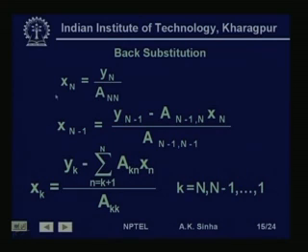So, here, as I said earlier, x n will be given by y n divided by a n n, and x n minus 1 will be given by y n minus 1 minus a n minus 1, n into x n, where the x n value is already known from here, divided by a n minus 1, n minus 1. In a similar way, we can write for any general element x k: x k is equal to y k minus the summation of a k n into x n for n equal to k plus 1 to n, divided by a k k, for k equal to n, n minus 1, and so on up to 1.